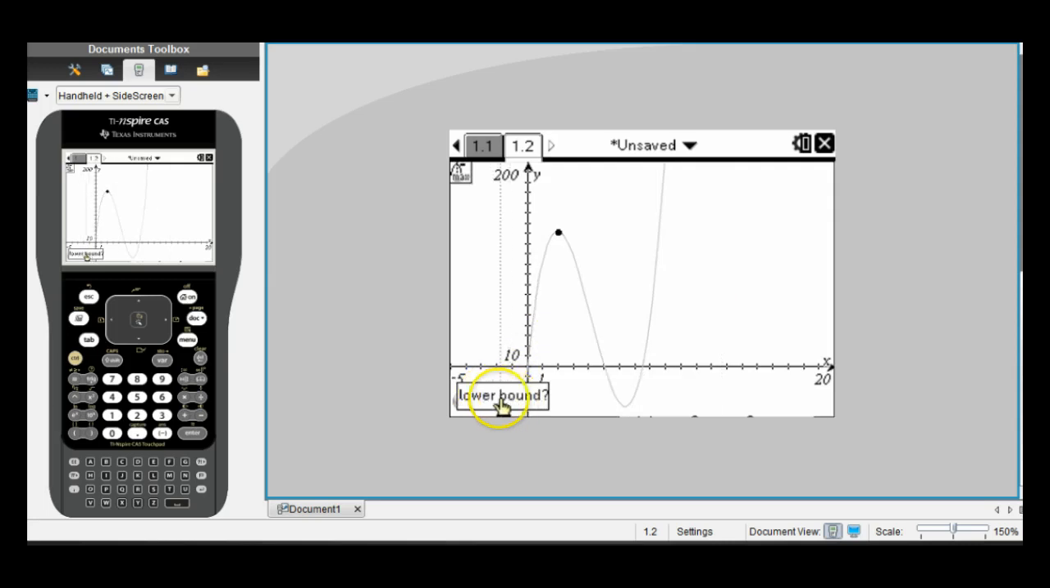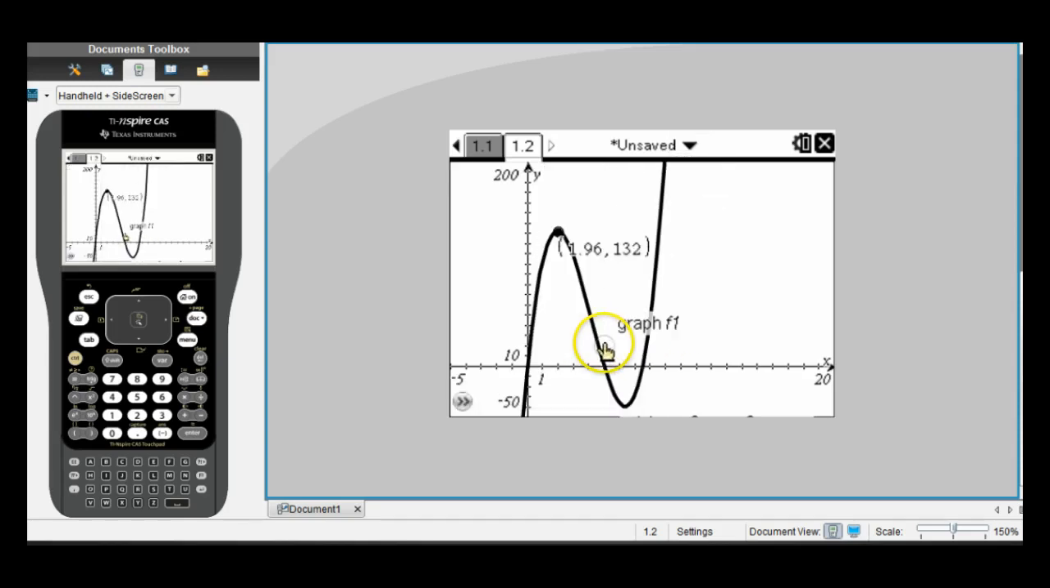Notice that it's asking me for a lower bound, so I want to go somewhere to the left of the point that I'm trying to identify. So I can click anywhere over here. When I click there, now it's going to ask me to find the upper bound, something to the right of the point that I'm trying to find. Make sure you don't go too far, because then it might get confused. Just notice the maximum does keep going there. So make sure you're not going too far. So I'm going to go to the right, and I can see there that that's my coordinate.